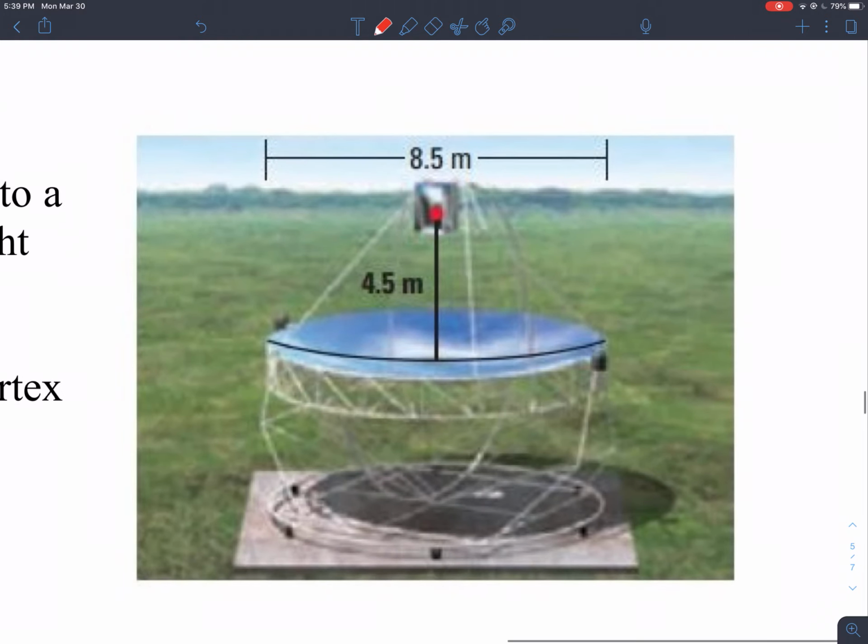So what does that mean? It means if I slice this dish in half, what does it look like from the side? That's this. So that is a parabola. It's a very flat, narrow parabola, but it is a parabola.